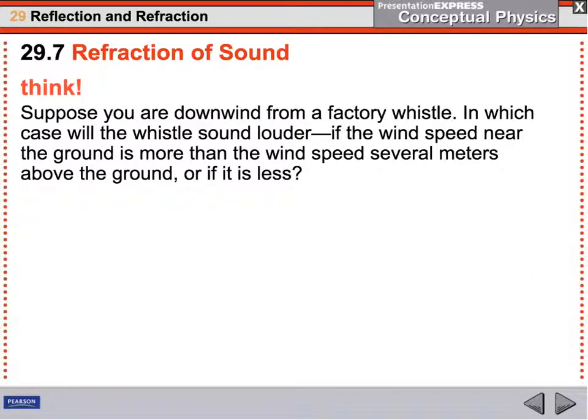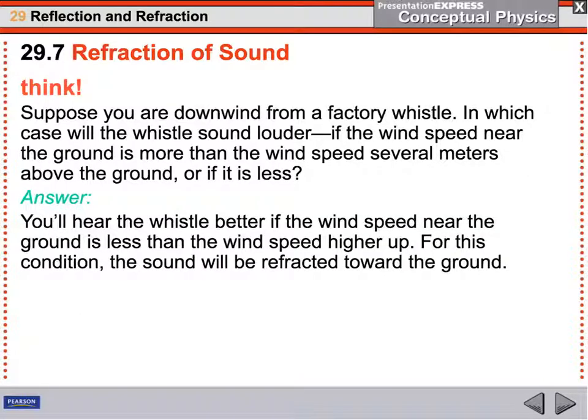Suppose you are downwind from a factory whistle. Is the whistle sounded louder if the wind speed near the ground is more than the wind speed several meters above the ground, or if it is less? You'll hear the whistle better if the wind speed near the ground is less than the wind speed higher up. For this condition, the sound will be refracted towards the ground because it's going slower.